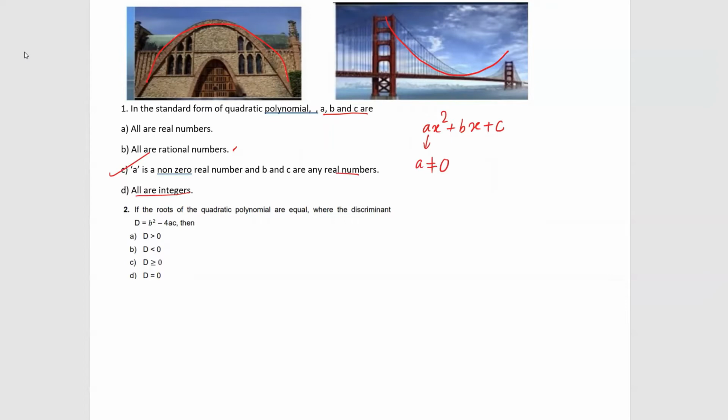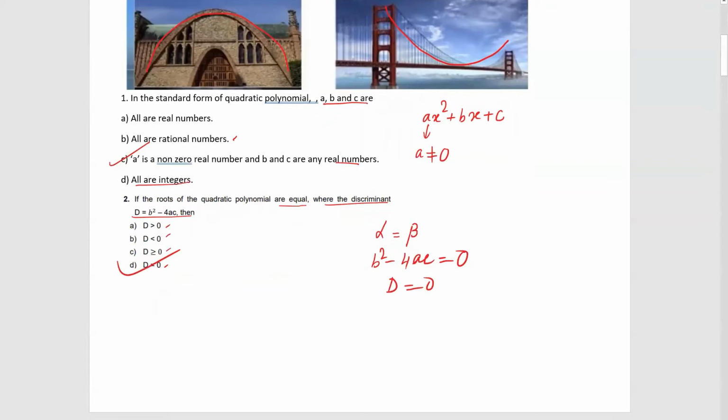If the roots of a quadratic polynomial are equal, where the discriminant D is equal to b square minus 4ac, then D is: greater than 0, less than 0, greater than or equal to 0, or equal to 0. So if alpha is equal to beta, that means the two zeros are equal, then b square minus 4ac is always equal to 0, or discriminant is equal to 0. So D is the answer to this question.